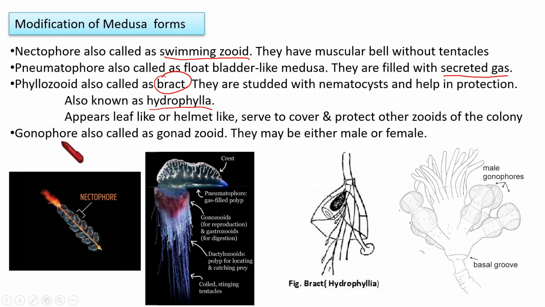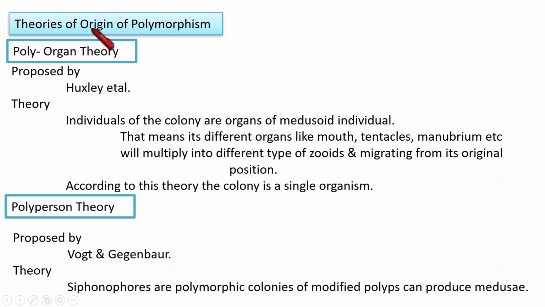Next modification of medusa is gonophore. Gonophores are otherwise called gonad zooids. Gonad zooid, we can see here. They can be either male or female. Here we can see the male gonophores. So that's about the modifications of medusa forms. Next, we are going to see the theories supporting or explaining the origin of polymorphism. Mainly, there are two theories, that is polyorgan theory and polyperson theory. First, we can understand polyorgan theory.